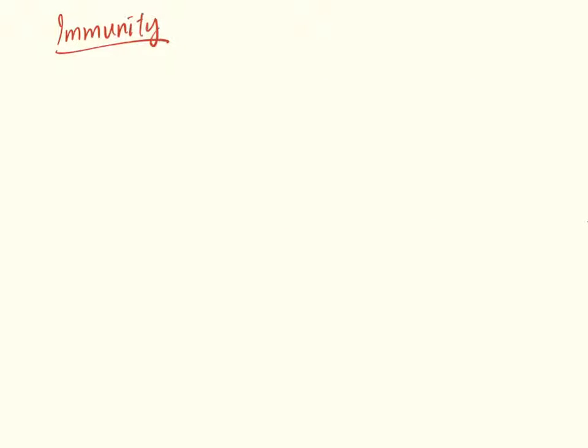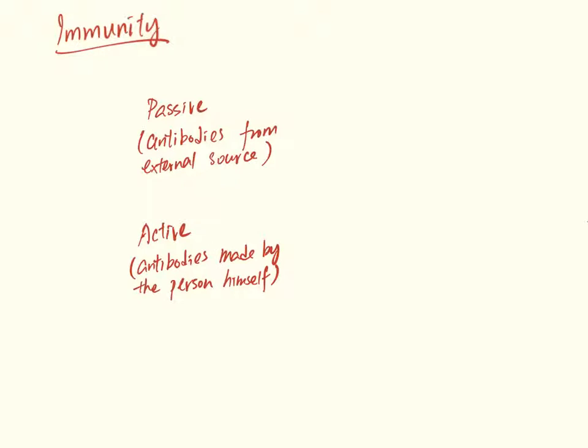Immunity can be passive or active. In passive immunity, the antibodies helping the person to fight the disease aren't actually produced by the person himself. It comes from an external source. In active immunity, the antibodies used by the person are really produced by the person himself.